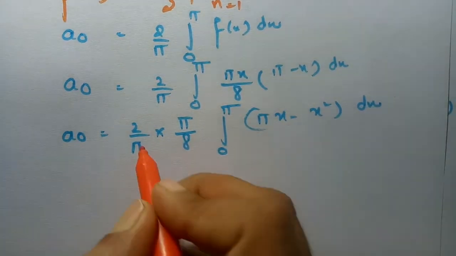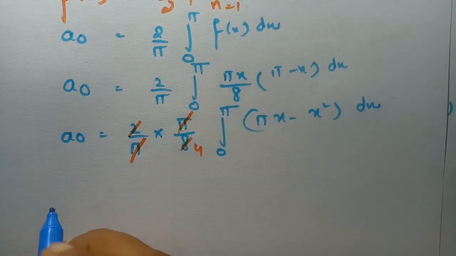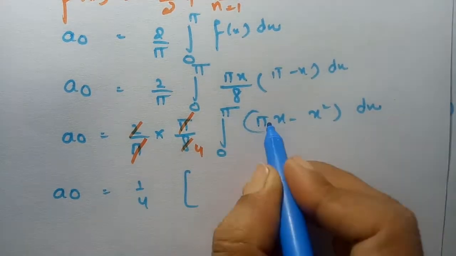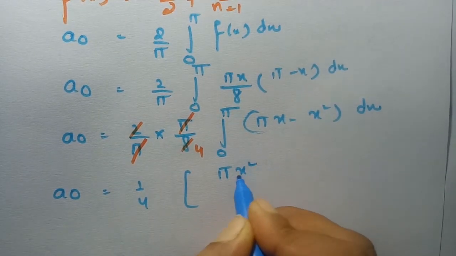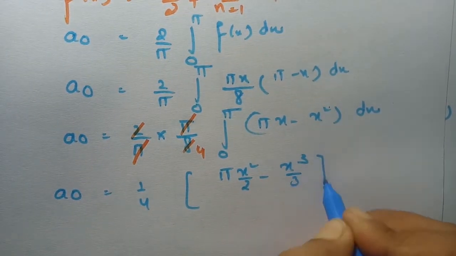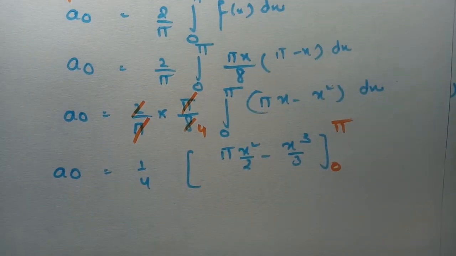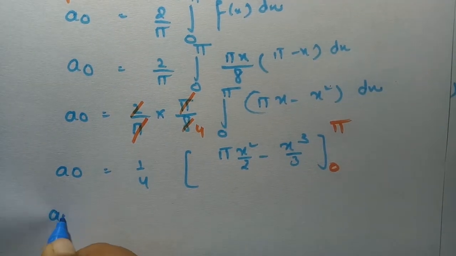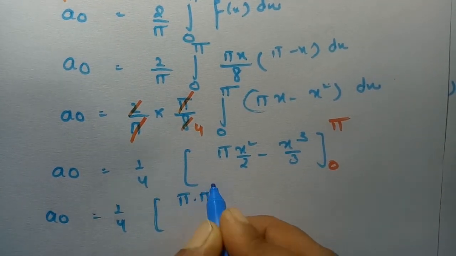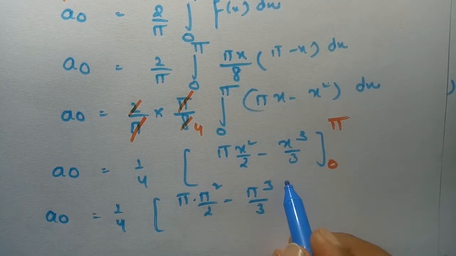So what can I cancel? I can cancel pi and this with 4 times. So this is 1 by 4 times of, if I integrate, pi is a constant, for x it is x square by 2 and for x square it is x cube by 3 between the limits 0 to pi. Now I am going to substitute the limits, that is 1 by 4 times of, for upper limit that is pi into pi square by 2 minus pi cube by 3, and for lower limit it is 0.